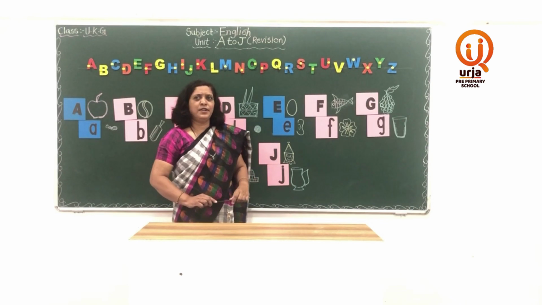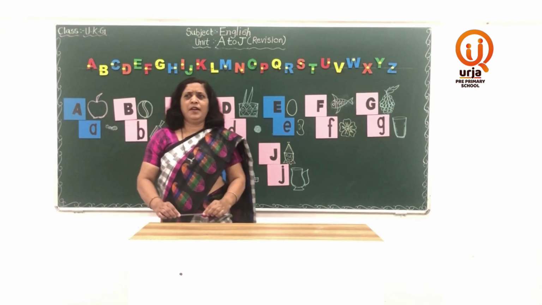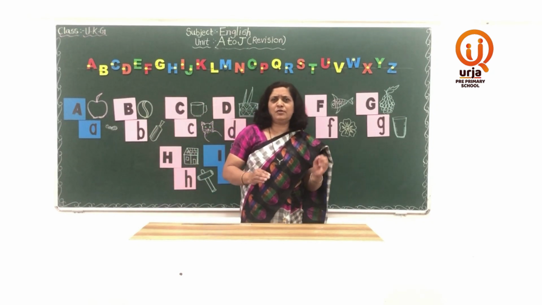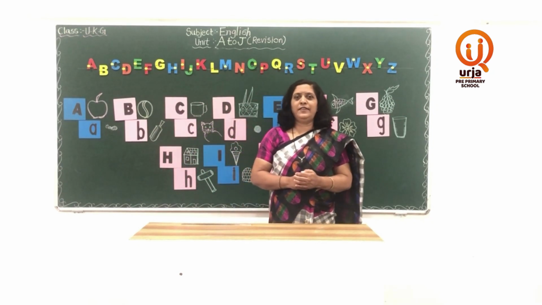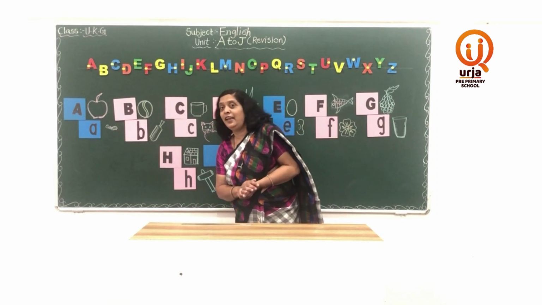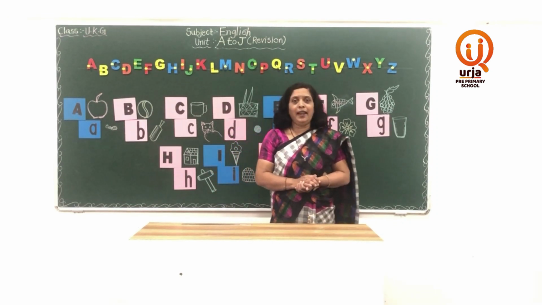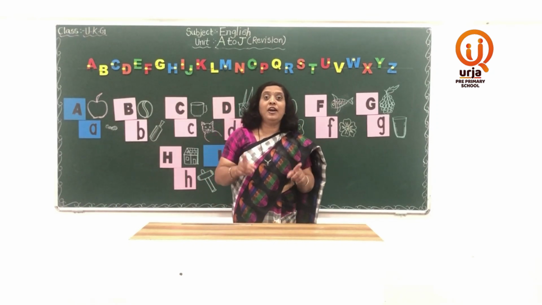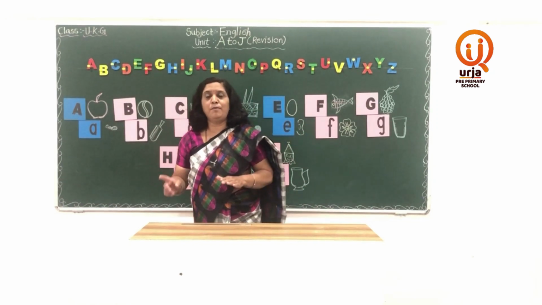Now children, shall we sing a rhyme? I know you are going to learn it very soon. And it is a very small rhyme. So, shall we start? A, B, C, D, E, F, G. H, I, J, K, L, M, N, O, P.